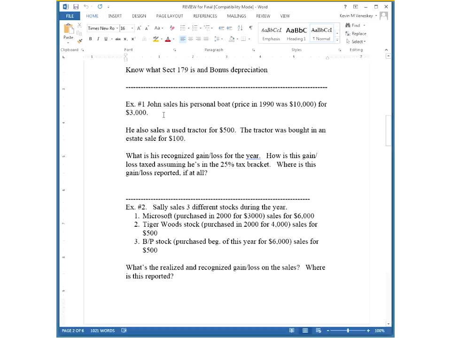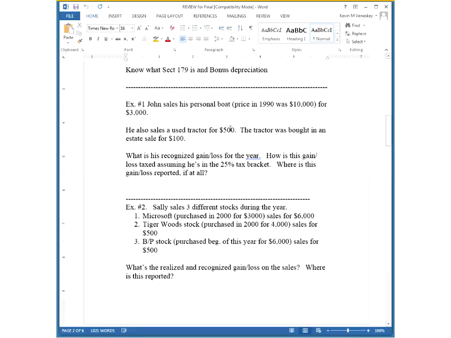Well, the first one here would be a realized loss of $7,000, but for tax purposes, we can't count any of the loss because it's personal use. If it was a gain, we would have counted it, like we do down here with our used tractor. But for any losses, we just basically pretend it didn't happen because it doesn't affect anything for tax purposes.